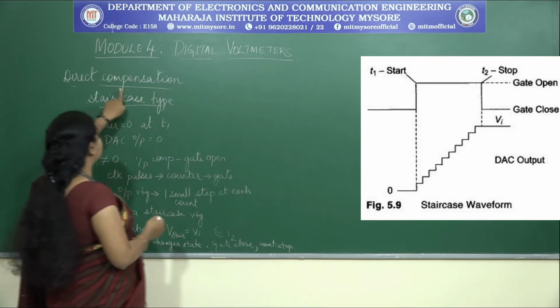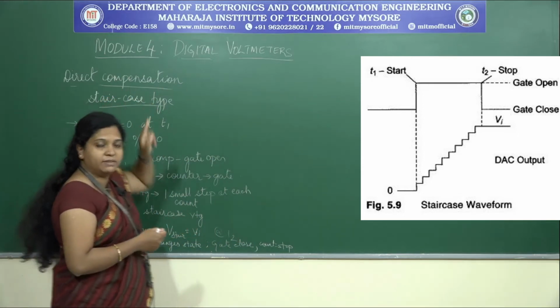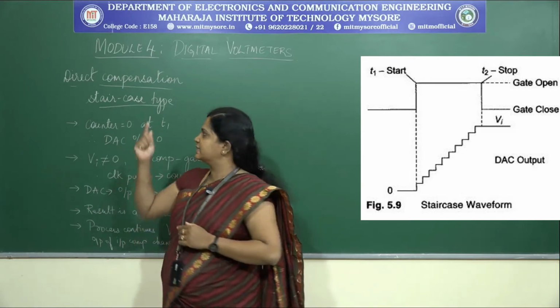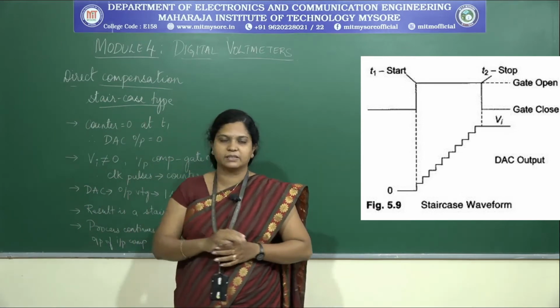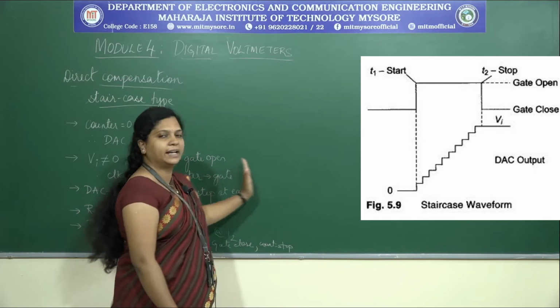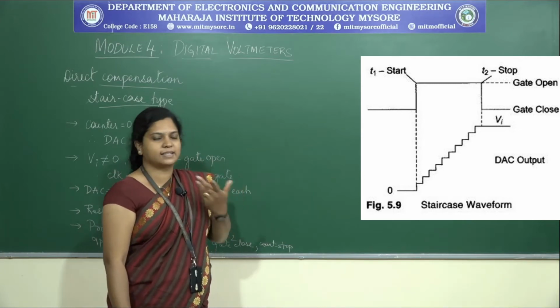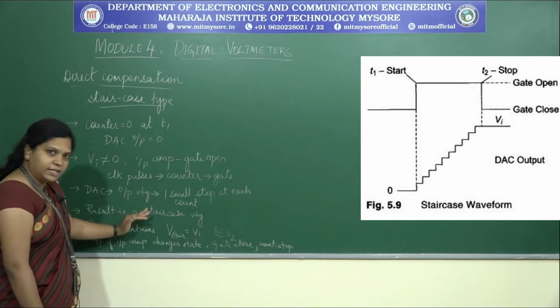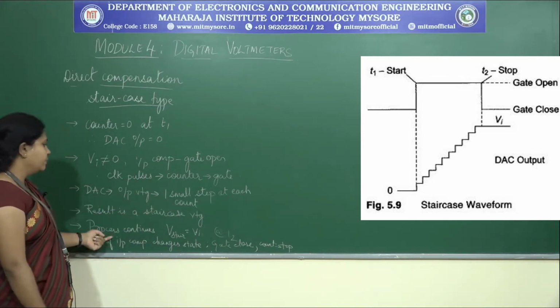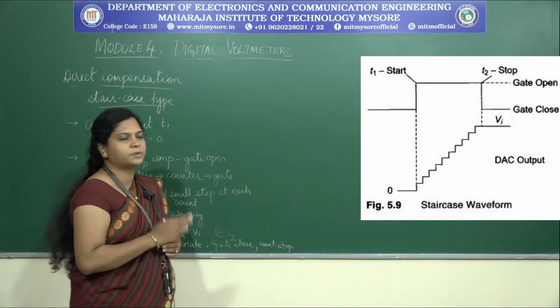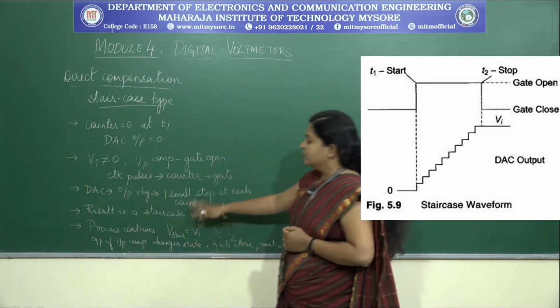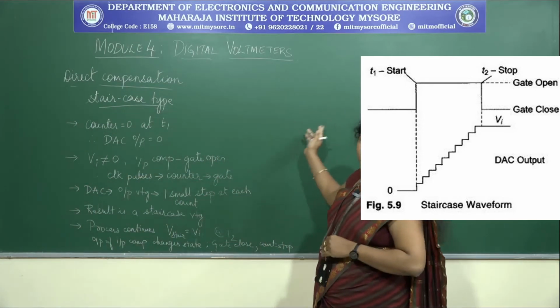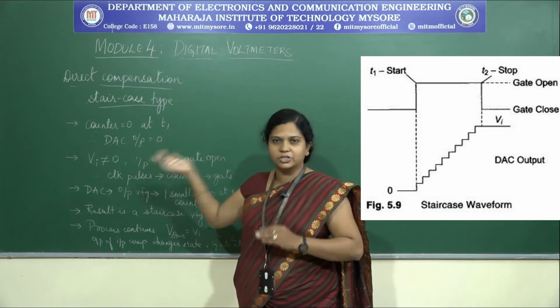That is why it is also called direct compensation type DVM. These are also called staircase type DVMs, because we are finally ending up at generating a staircase type of waveform. Now, whatever voltage is obtained is a staircase voltage, and the process continues. Till where does this process continue? Till the voltage across the staircase is equal to the input voltage.